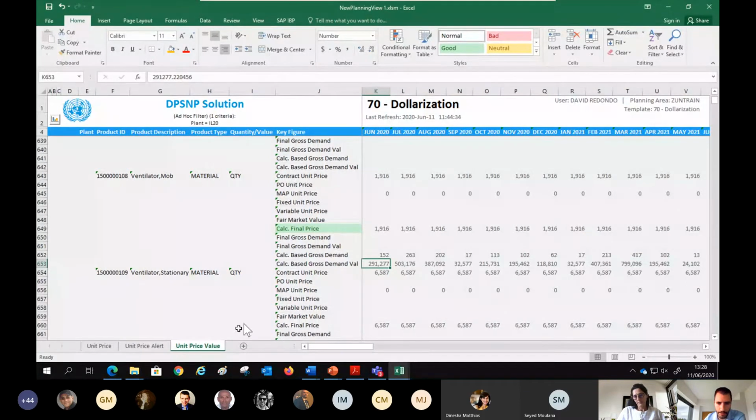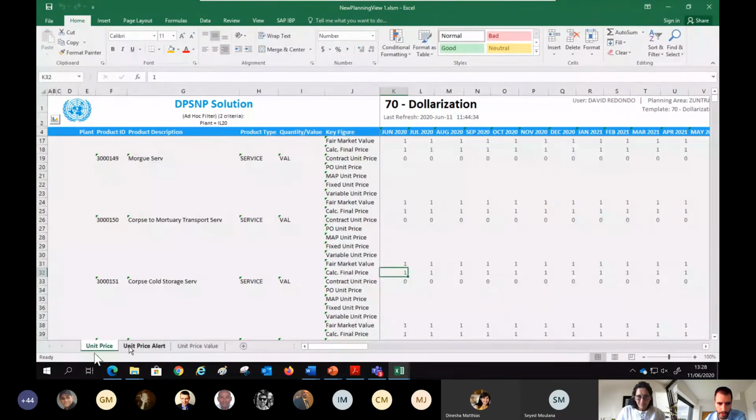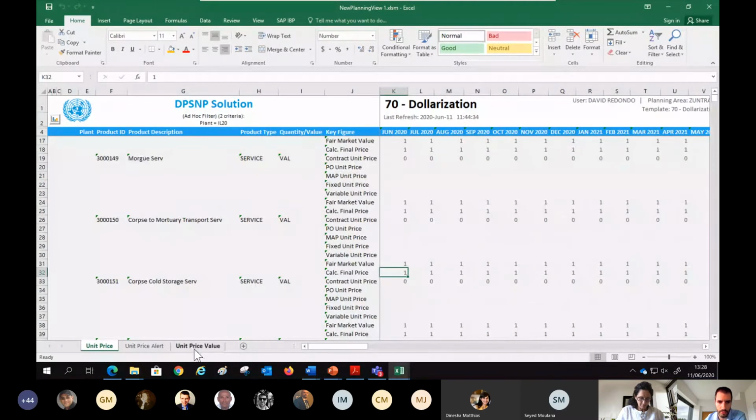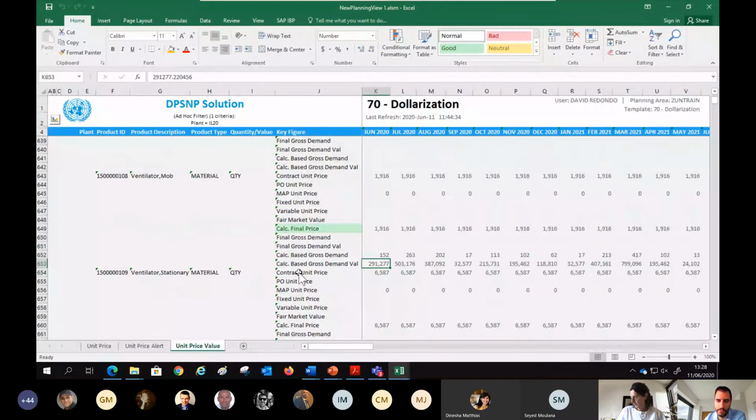However, the unit price value is related to the gross demand, so I think for US users it makes more sense to look at it from the other template. If I were you, I would focus on the unit price and unit price alert to understand how the solution works. And then for the value, we have the gross demand that will give us more the figures that we have in our, let's say, exercises.